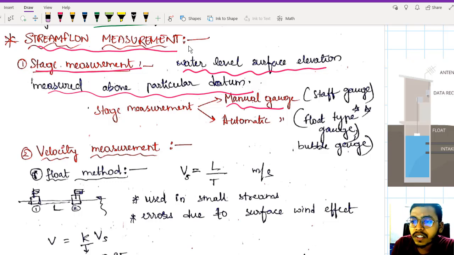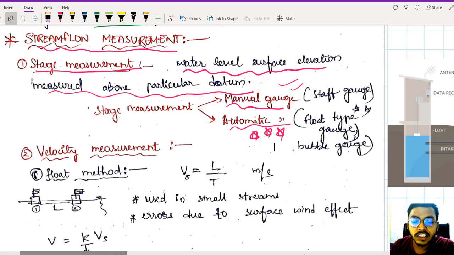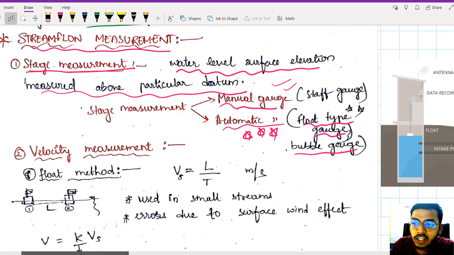Okay. The first method was manual gauge, very simple method. Now let us see some important thing. Give it 3 star. Automatic gauge, यहाँ से bit आ सकता है. If there is any bit possible from this topic of stage measurement, that is from automatic stage measurement. ठीक है. So what is the first type of automatic stage measurement? The first one is float type and second one is bubble gauge. Okay, float type gauge and bubble gauge.